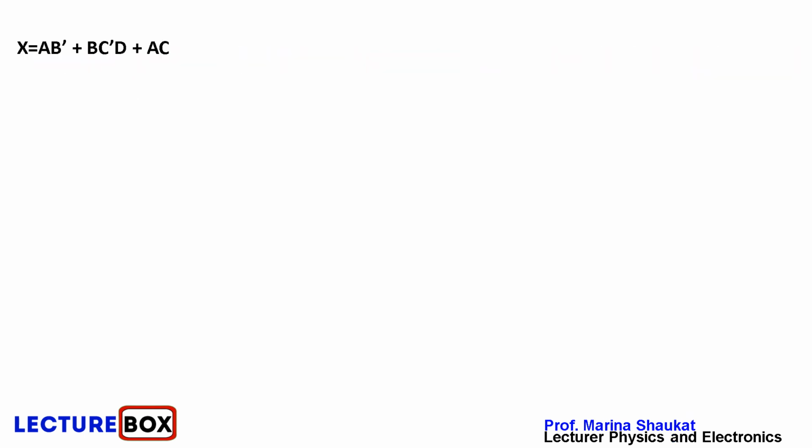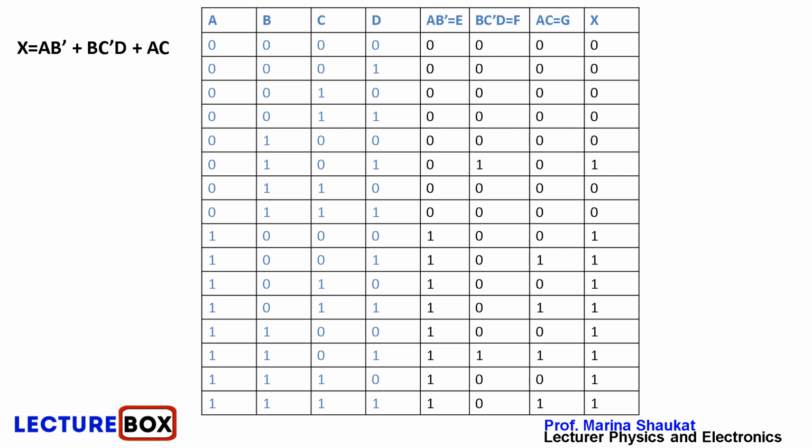Here is the truth table. In the truth table, you can see there are 4 literals A, B, C, D, 2 raised to power 4, 16 combinations. Here are 16 combinations. The first product term is AB complement. I named it as E. Second product term is BC complement D. I named it as F. The third product term is AC. I named it as G. And our final result is X, which is the sum of these E, F, and G.